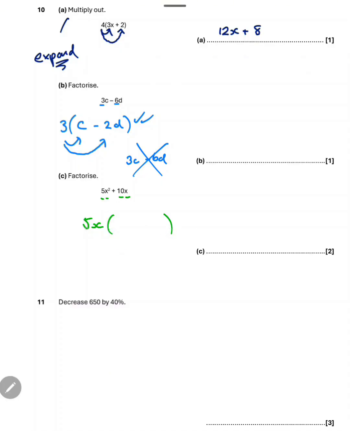Open some brackets. 5x times something is 5x squared. 5x times x is 5x squared. And then 5x times something is 10x. 5x times 2 is 10x. So your final answer looks like that: 5x lots of x plus 2.